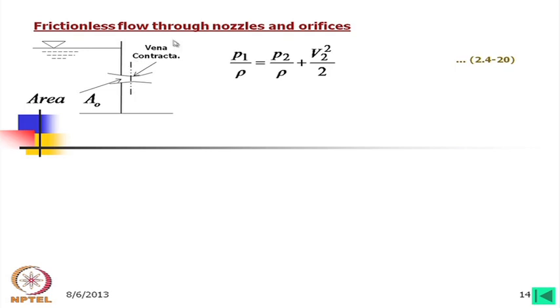Now, the minimum area, as you know, is called vena contracta. For this one we can write the equation in this form. Here the velocity at the entry we may consider 0. We are considering this area a little away on the left side from the orifice. And then we are considering the velocity v2 at the vena contracta. Then this equation can be written in this form. That means velocity here we can write square root of 2 by rho (p1 minus p2).